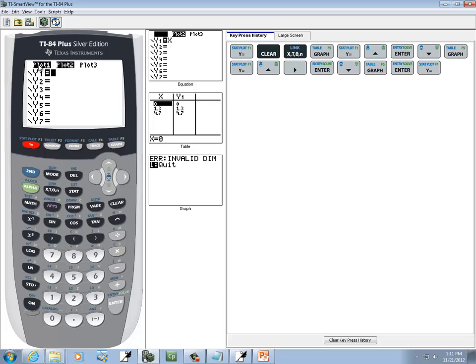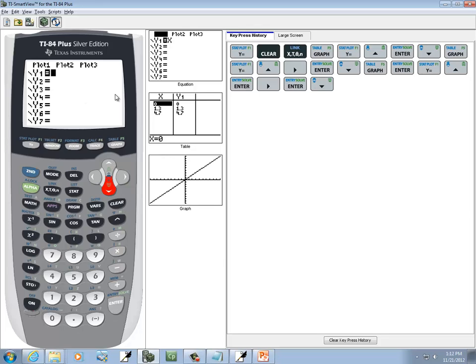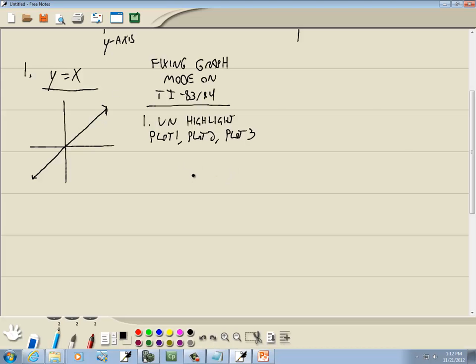these highlighted. So if you got any of them highlighted, press your up arrow and your right arrow if necessary. Put your flashing cursor on whichever one's highlighted and push enter one time. That'll take the highlighting off. I'm going to right arrow over to plot 2 and I'll press enter on it. Take the highlighting off that. So that's the first thing. Can't have anything highlighted on plot 1, plot 2, and plot 3.